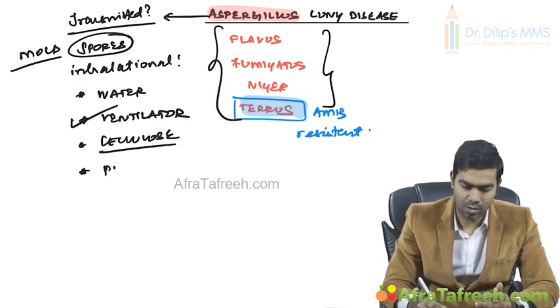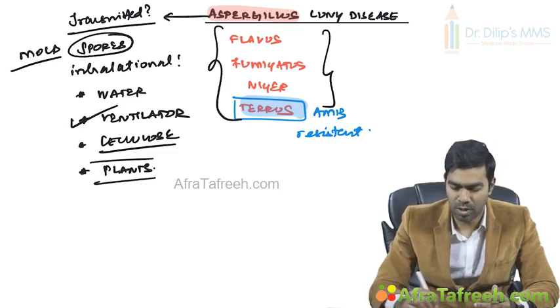They can also be found on plants, and this is one reason why indoor plants in hospitals are not advocated, because there is a high chance of transmitting Aspergillus spores to patients who are immunocompromised. So don't keep indoor plants inside your hospital rooms, even for decoration purposes.